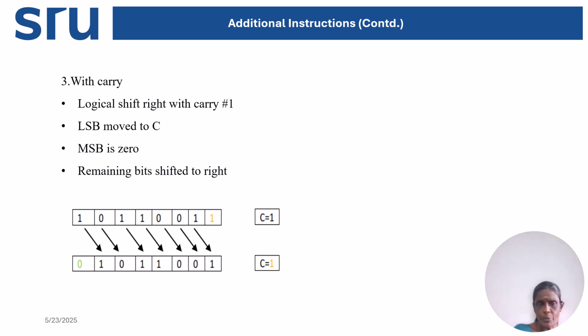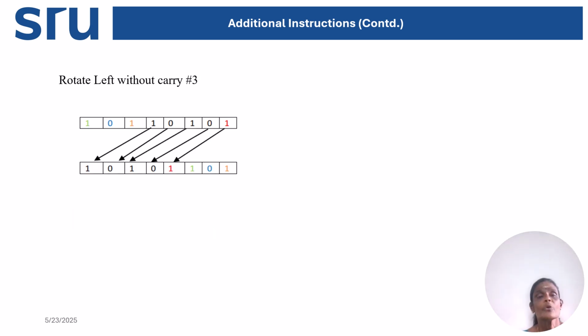In this example, the input is 1 0 1 1 0 0 1, and to make a differentiation I have given color to the 1, and carry is assumed to be 1. First condition, the LSB is moved to carry. This 1 is moved. Then the MSB is made 0. And the remaining bits are shifted to the right: 1 0 1 1 0 0 1. In this way we have to do the operation. So up to this we have seen the shift operations.